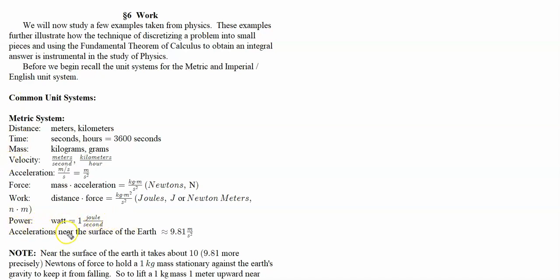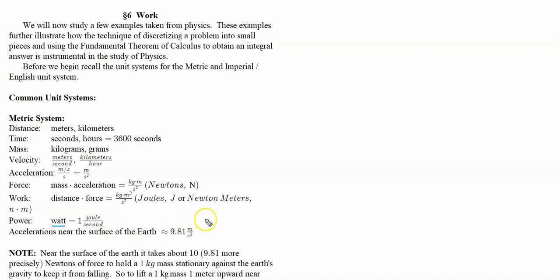Power we're not really going to be dealing with so much in this lesson. Power is normally referred to as a watt. That's the normal unit you deal with for power. And that is the rate of work. So that has units of a joule per second.